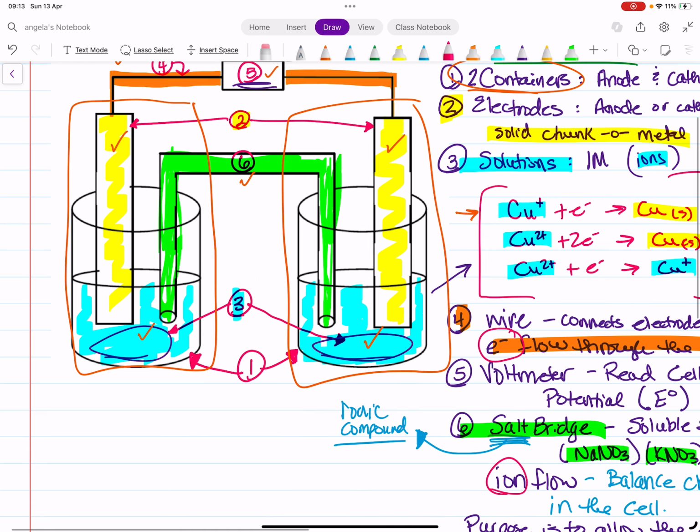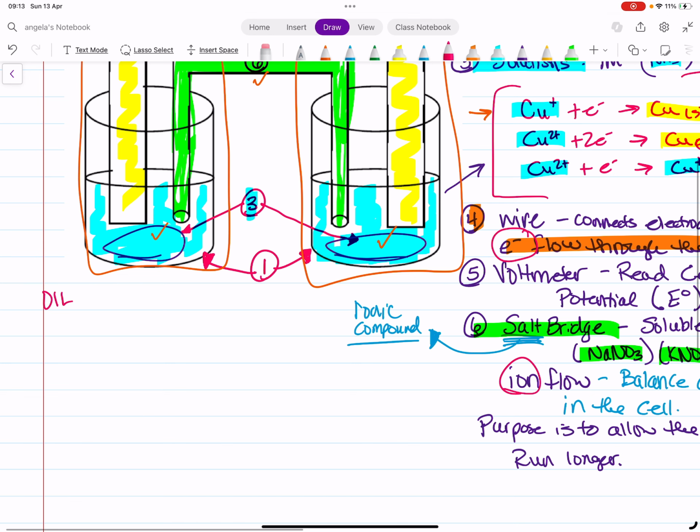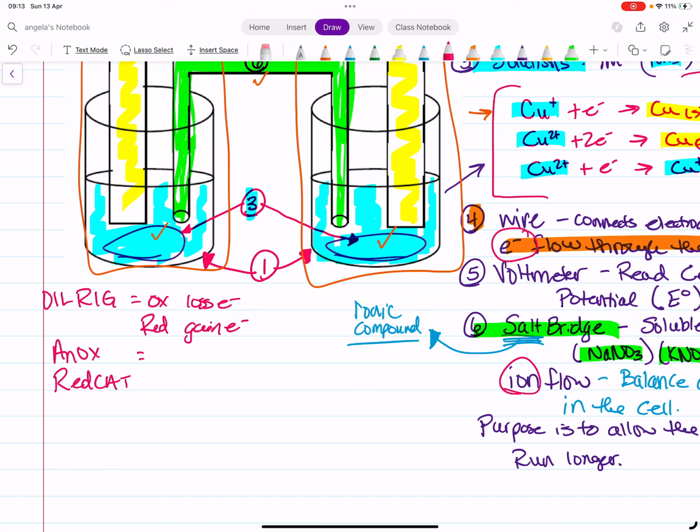All right, so some of the mnemonic devices that we've learned in the past were OIL RIG. Remember, oxidation is the loss of electrons and reduction is the gain of electrons. So that's OIL RIG. And we have AN OX and RED CAT. AN OX: oxidation is at the anode. RED CAT: reduction is at the cathode. All right, so we have our two cells. There's an oxidation half and there's a reduction half. The oxidation happens at what we call the anode. The reduction happens at what we call the cathode.